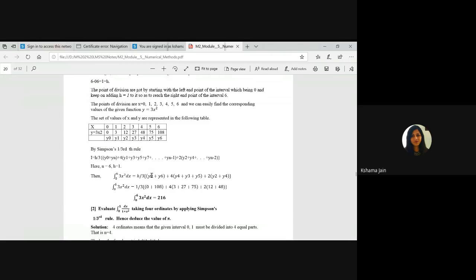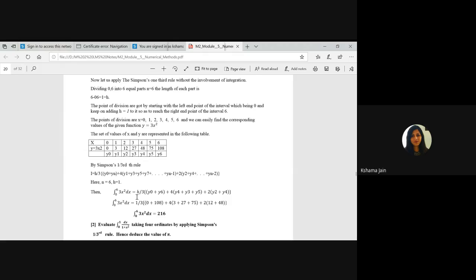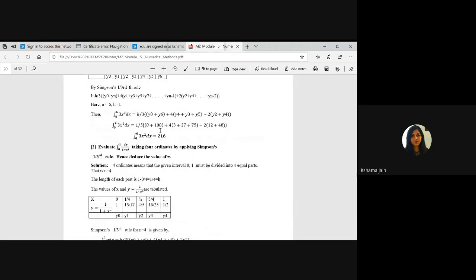Now these values are with us, y0, y6, all these values we will put from the table into the formula. We got this is 216. So actually this value was 216, the answer was, and after this method also we got 216. That's it. This is the numerical integration method.